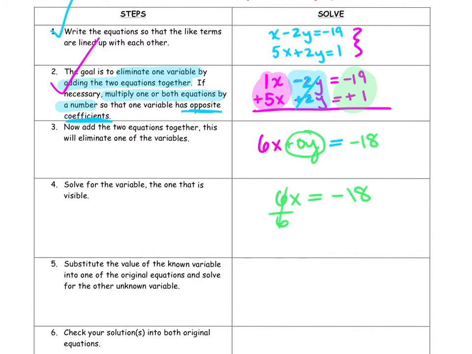And we're going to divide both sides by 6. And I'll get x to equal negative 3. Are we done? Did we solve the system of equations? Did I find the solution to the system of equations? No. We did these first 4 steps, but no, we're not done.